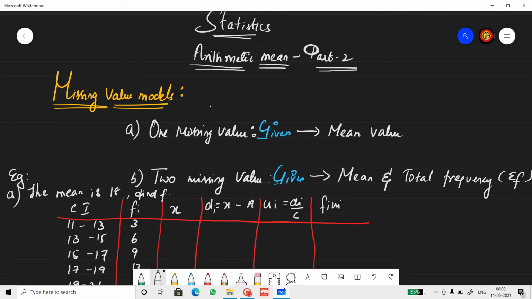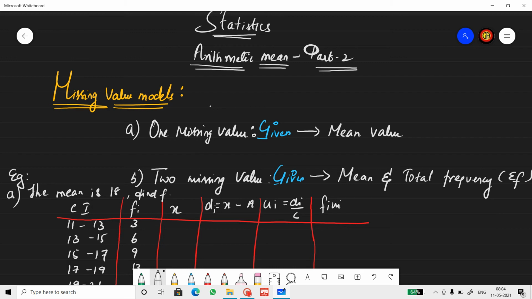I'm here to explain you the missing values of arithmetic mean. In my previous video, which was part 1 of statistics, I explained different methods of finding arithmetic mean. And in this video, I'm going to cover the remaining half of arithmetic mean, where we are going to find the missing information and mean value will be given in the question. So let's start.